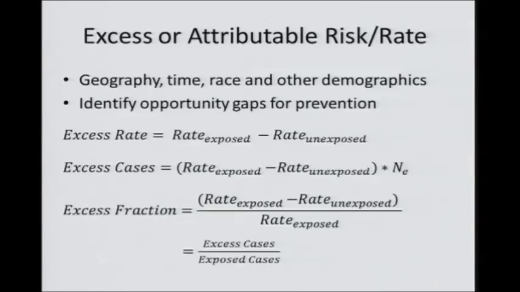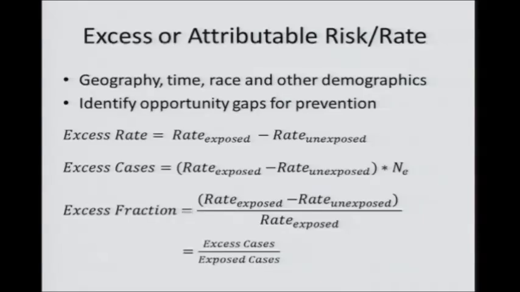So the first tool we can cover is excess or attributable risks. And this is different than the overall proportion of mortality that I showed in earlier slides. It's the simple difference, and you can look at it by place or race or time or other demographics. And so it really is just the excess rate, just the simple difference in rates between two populations. And then the excess cases, when you multiply that by the number exposed, you get the actual number of excess cases attributable to that exposure.